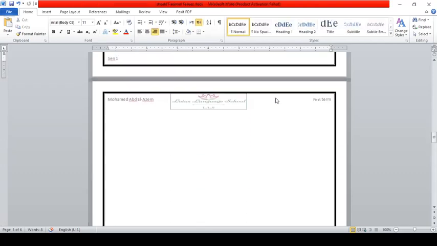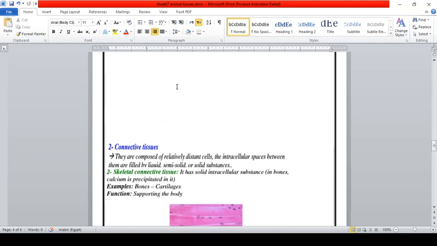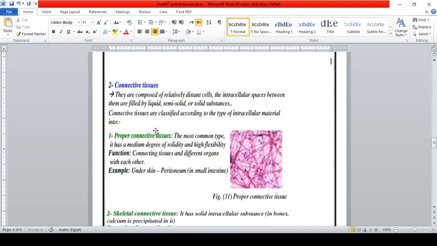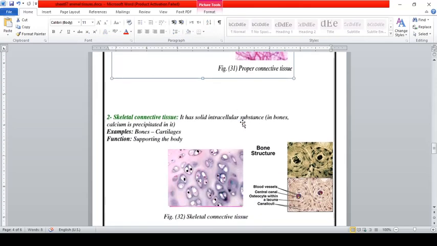And the second one is the connective tissue. Let's modify it. Just a second.